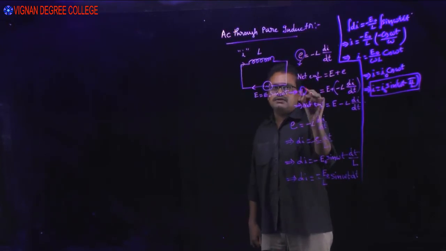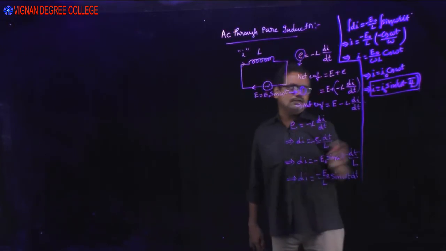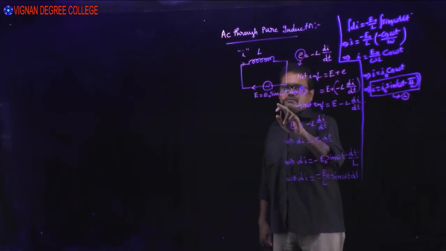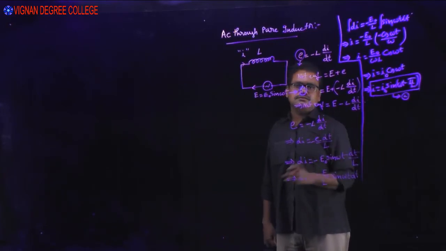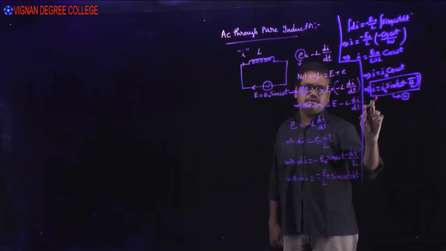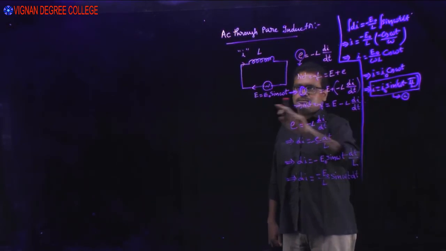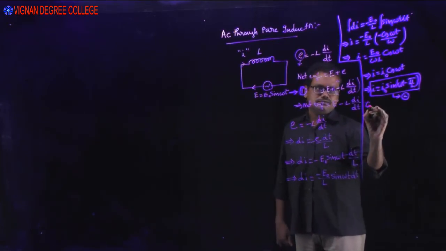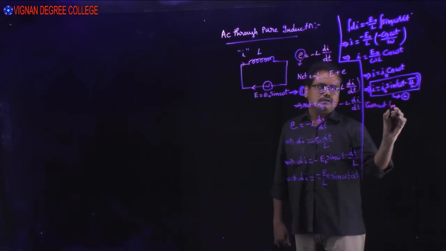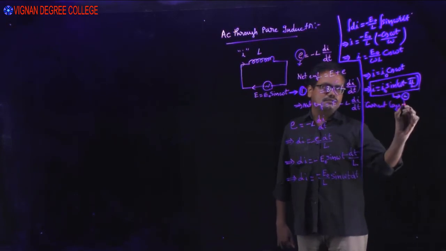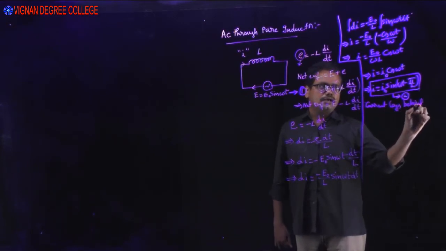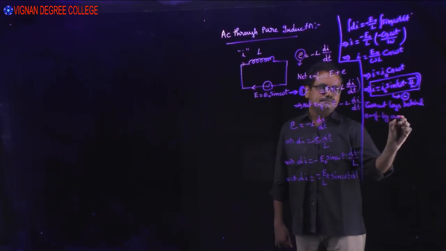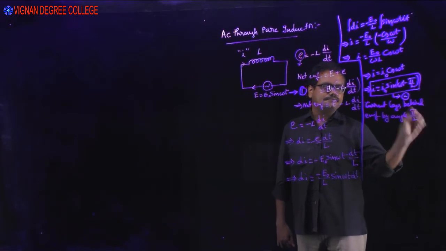Let us suppose that E is equal to E naught sin omega t as equation 1. This is equation 2. From these two equations, we conclude that current lags behind EMF by an angle pi by 2.